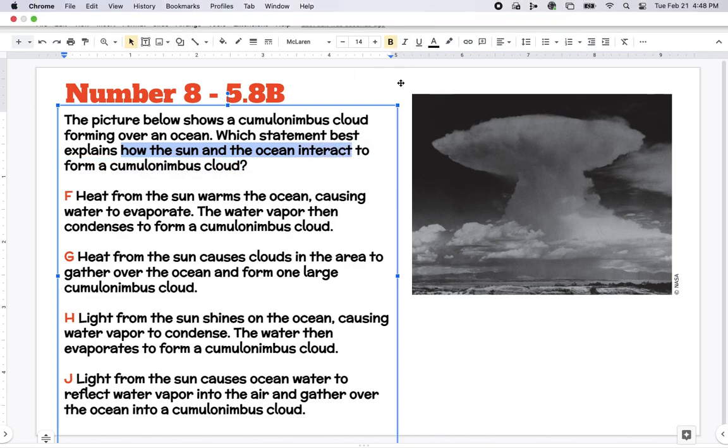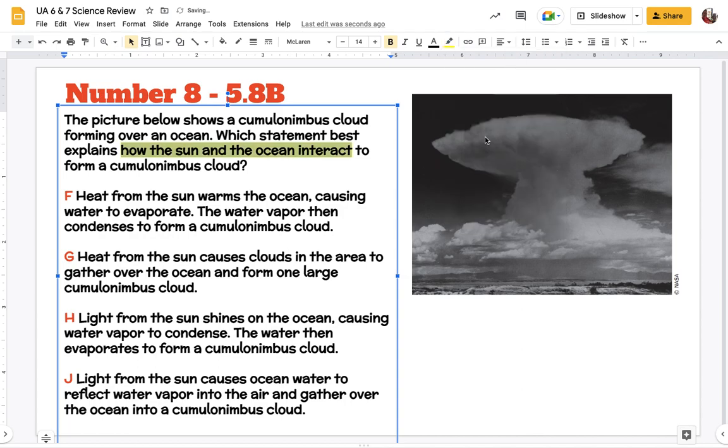Okay, so let's highlight that and think about this. So if the sun and the ocean interact to form a cumulonimbus cloud, how does the sun and ocean interact with each other usually? If you said that the sun causes the ocean to evaporate, you would be correct. So that's kind of what we're looking at here. Now, real quick, just looking at the first word in each one of these, okay, automatically you should be able to cross out H and J.